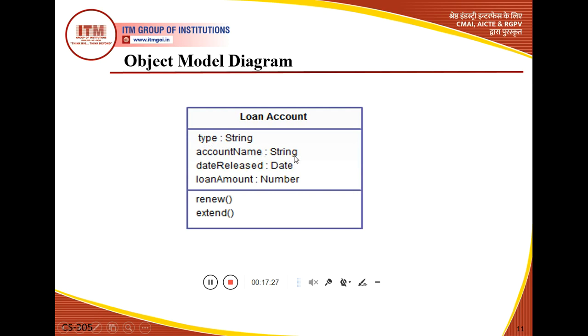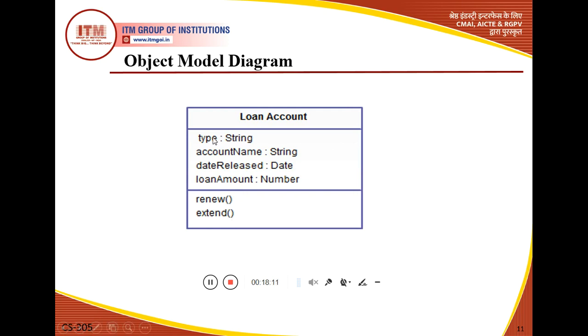Account name will also be defined in the form of a string. Date released means the date when the loan will be released, and loan amount will be defined in the form of a number. So these are some attributes related to the loan account. The operations, or functions, that we defined in this object diagram are renew and extend. These are two functions that will operate on these attributes, or on this data. If we want to renew our loan, the renew function will be executed. If we want to extend our loan, the extend function will be executed.